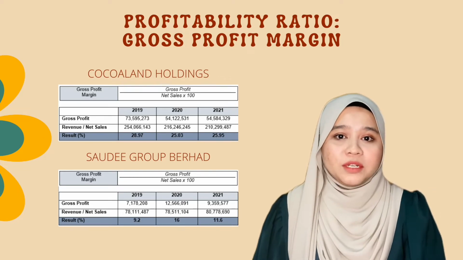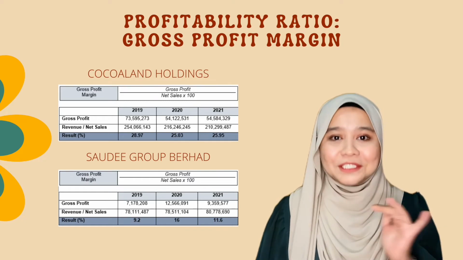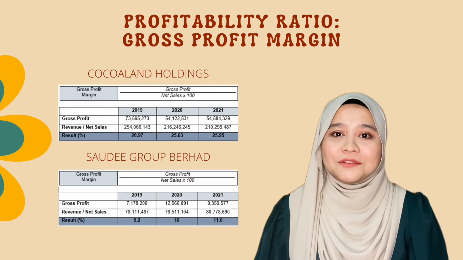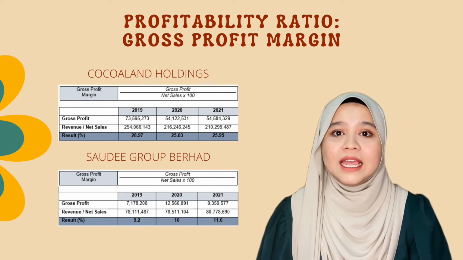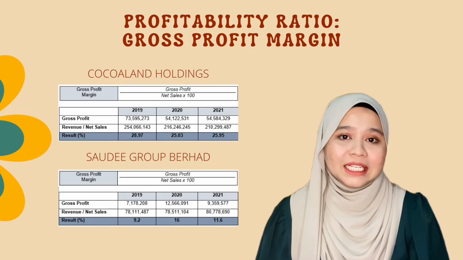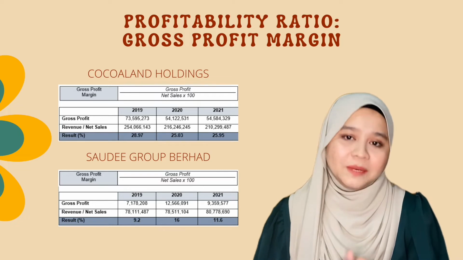Moving to Saudi Group, the gross profit margin in 2019 was 9.2%, increased to 16% in 2020, and decreased back in 2021 to 11.6%. This shows that both companies must improve their performance to successfully manage their business.